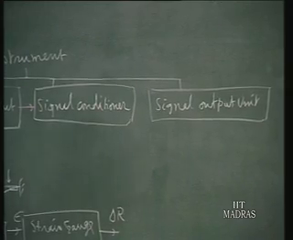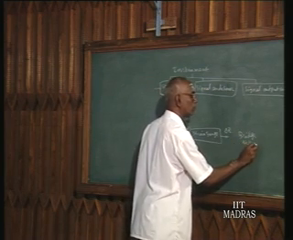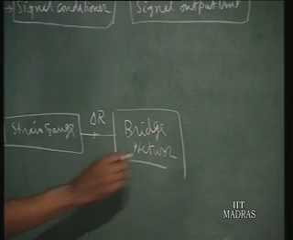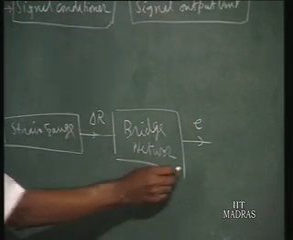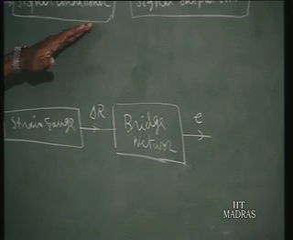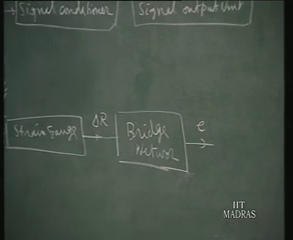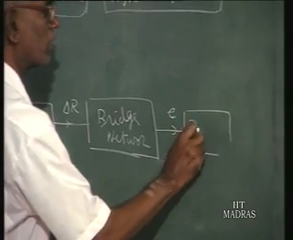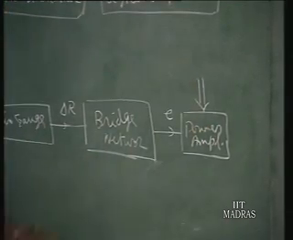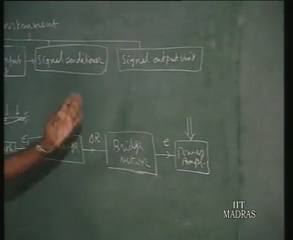For example, a bridge network is a typical example. It takes the signal in terms of resistance change and converts it into a voltage change E. So the signal conditioner can also contain transducers, transformers, power amplifiers and so on. Now the signal output of the bridge network is normally very small. So what is done is a power amplifier, which is commonly the next unit for such instrumentation. This also belongs to signal conditioning because it magnifies the output signal of the bridge network and brings it to a level where it can be further processed.